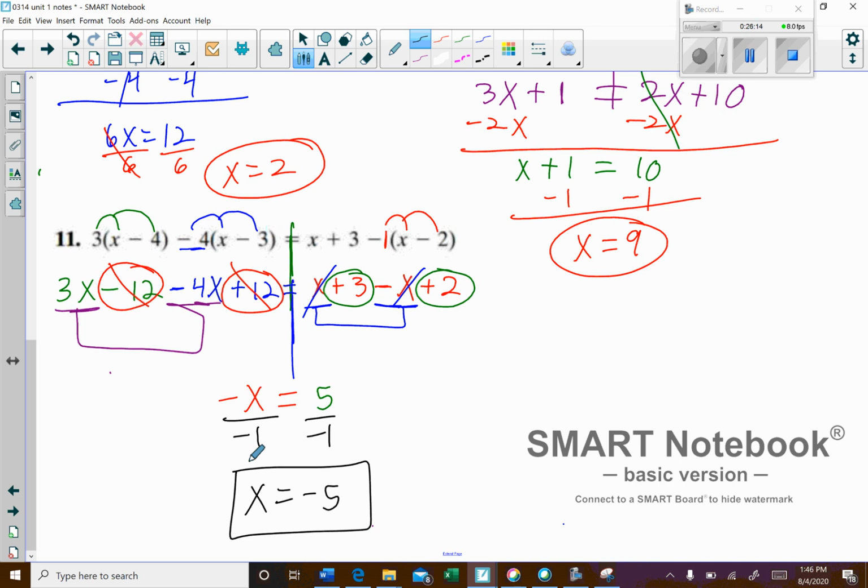All right. So just takes practice. Once you do enough of these, you'll find them fairly simple, but the main thing is getting that practice in. Hopefully we're okay with the distributive property here. If you have any questions, feel free to reach out.